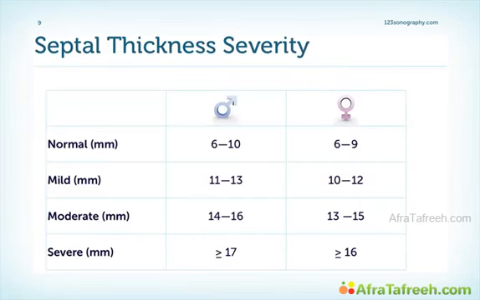Here are the normal values for the thickness of the septum. For males, the upper limit is 10, for females 9. But be careful, if you have a septal thickness of 11, this does not necessarily mean that the patient really has hypertrophy. It could also be only a measurement error. The upper limit would be 17 for males and 16 for females. Above this value, you could consider hypertrophy to be severe.